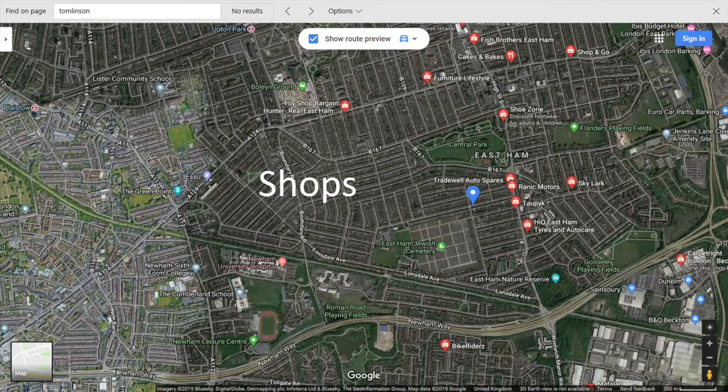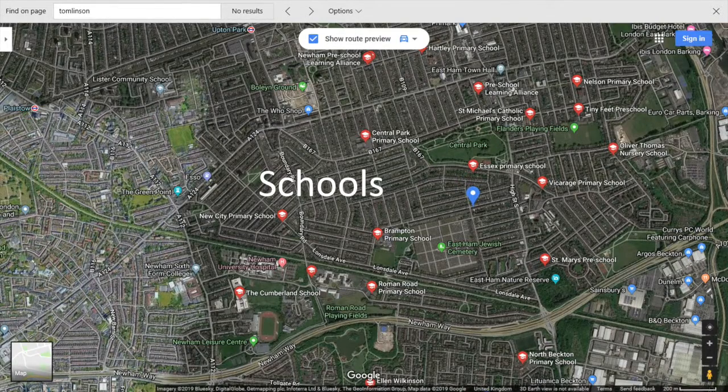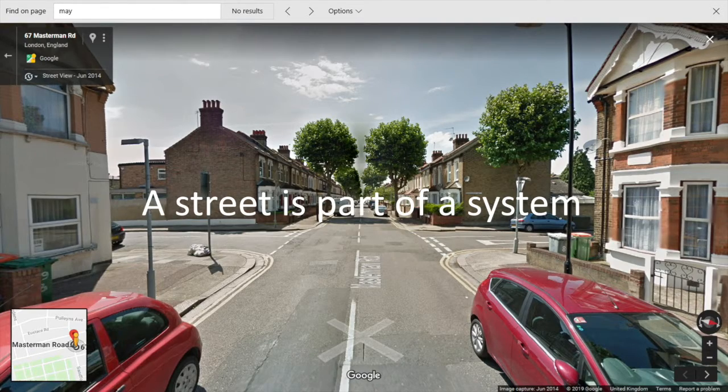What about shops? In this particular area there's plenty of shops within walking distance, and there's an example, a parade of shops where you can meet most of your needs, and it's in walking distance and very easy cycling distance. Schools, similarly, most of them a good choice within 10 minutes walk. Surgeries, a range of surgeries also within about 10 minutes walk. So this street is part of a system. It's not something that we should consider on its own, and it's not something that should be designed on its own. What we should also remember is that streets, once created, are there pretty much forever.